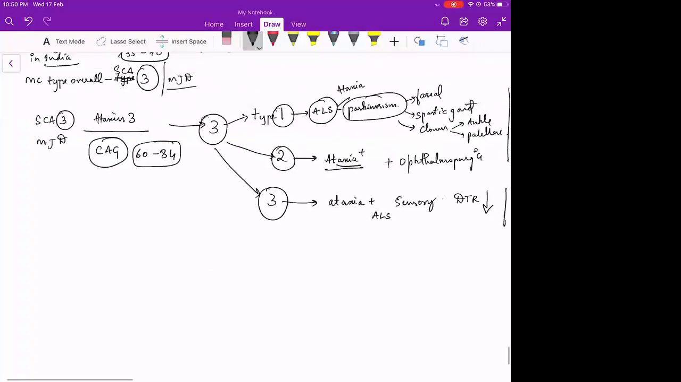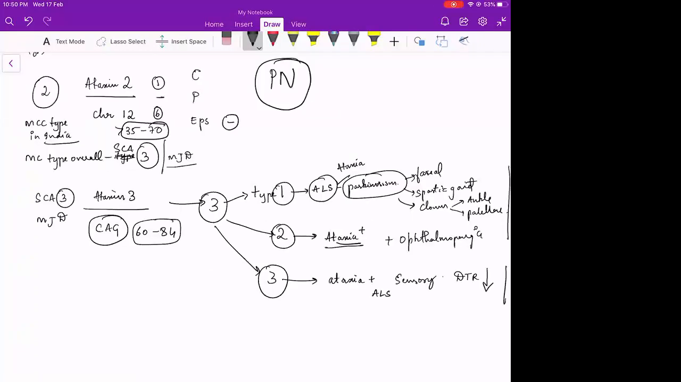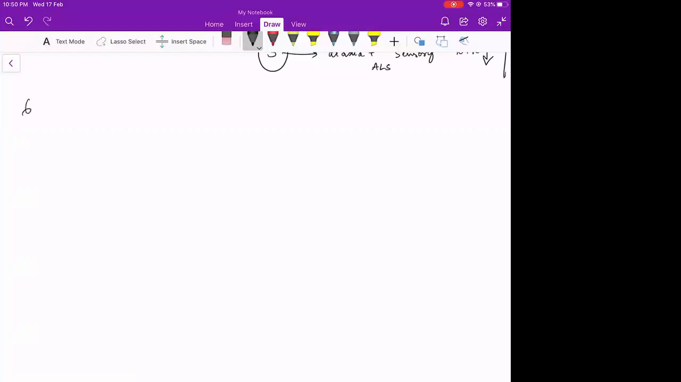So 1, 2, and 3 are completed. Next left out is 6, 7, 8. Here the CAG repeats are not seen in type 6. Instead, the other gene which is affected is CACNA1A.